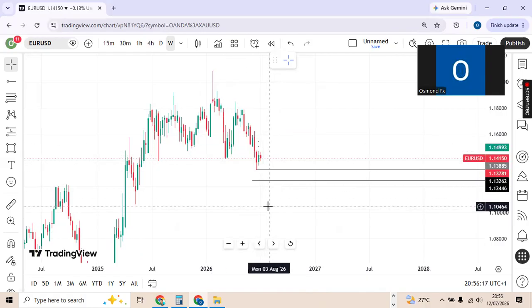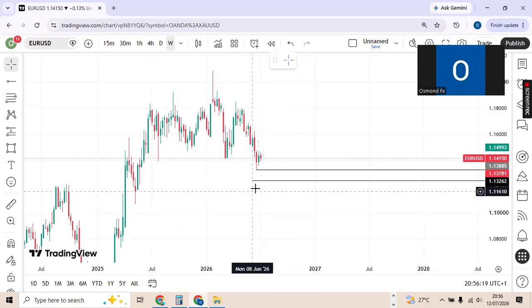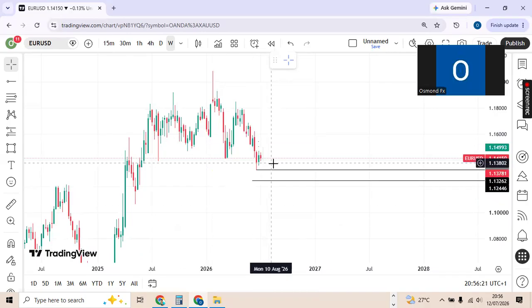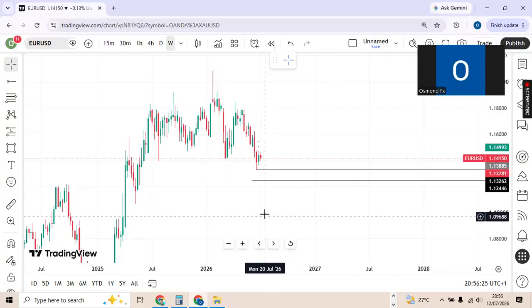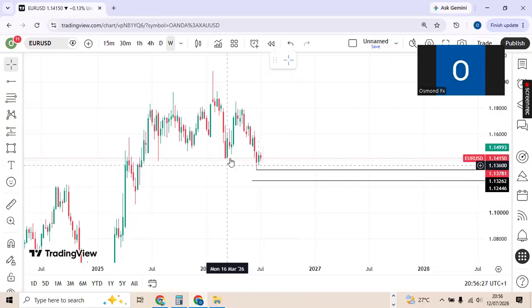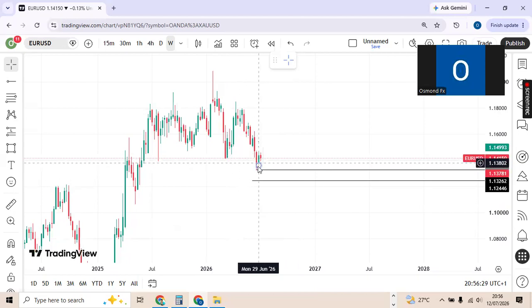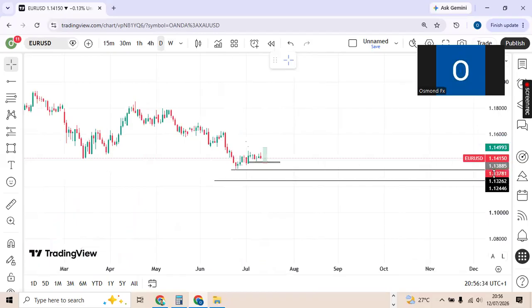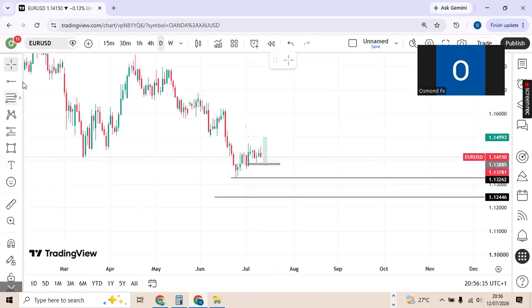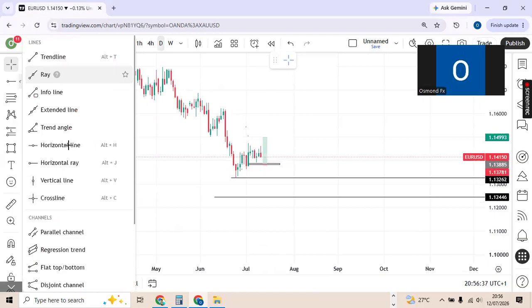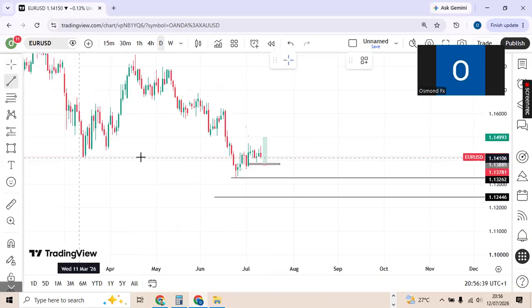I'm expecting the higher time frame is suggesting that Euro USD is going to be selling till the rest of this month, because this low is lower than this. This is the break of structure here, to the downside. Then coming to the weekly time frame, we can see the break of structure clearly here.